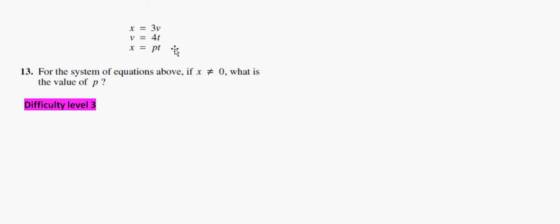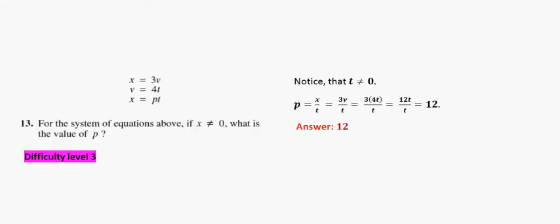From this system of 3 linear equations we have to find the value of p. Let us see how we can do it. From the third equation we can express p in terms of x and t. p equals x over t.